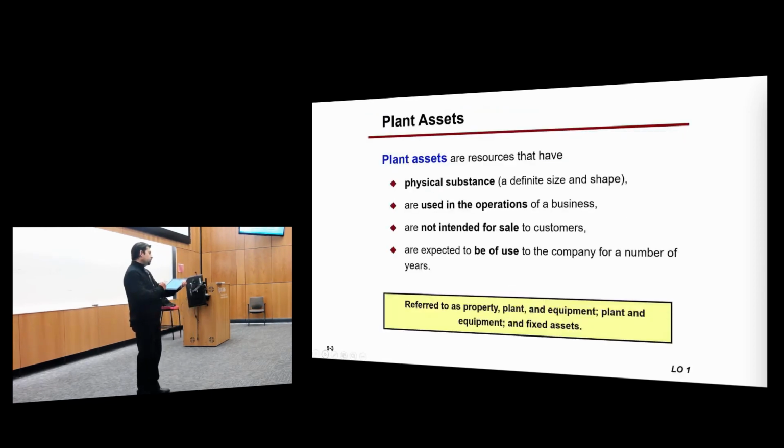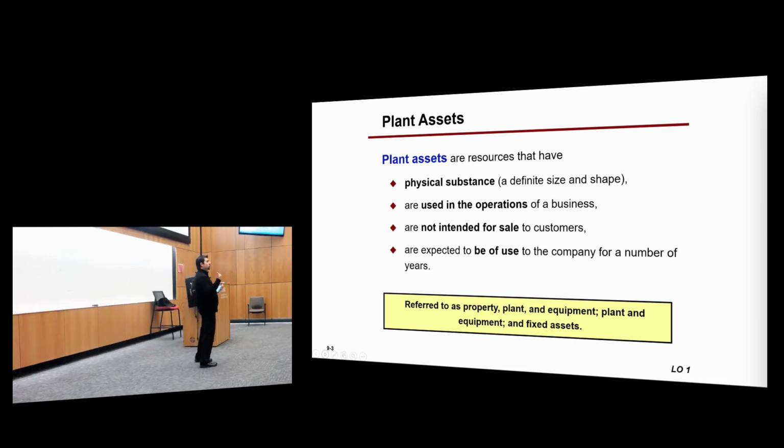So plant assets, some of the characteristics of those are that they have physical substance. This is a truck. However, they also have other characteristics. Those are trucks or buildings that are used for business operations. They are not merchandise that the company will sell.